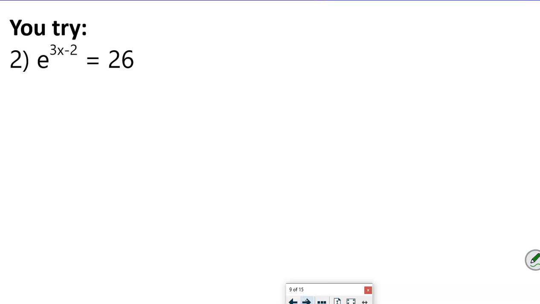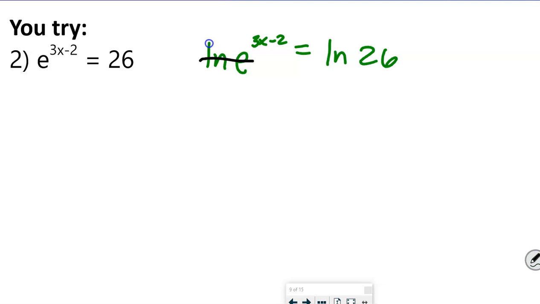So on this one, we're going to use our ln again. So we're going to say ln of e to the 3x minus 2 is equal to ln of 26. So these guys cancel each other out, so we're left with 3x minus 2 equals, I got 3.2581. I'm taking it to the fourth digit just because you can see it, because obviously on your calculator, I don't want to round till the end.